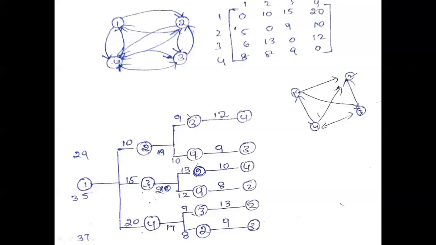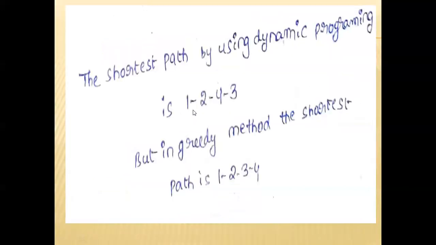29 is the shortest path. That means by using dynamic programming, you find the shortest path 1 to 2, 2 to 4, 4 to 3. In dynamic programming, the shortest path distance to reach all the vertices at least once is 1 to 2, 2 to 4, 4 to 3. Here the distance is 29. In dynamic programming, the shortest distance to reach all the vertices is 29, by the path 1 to 2, 2 to 4, 4 to 3.